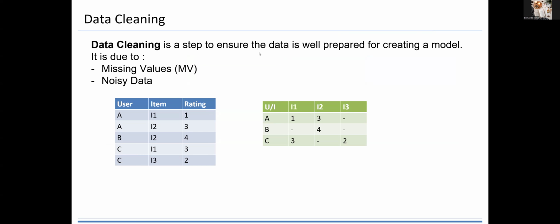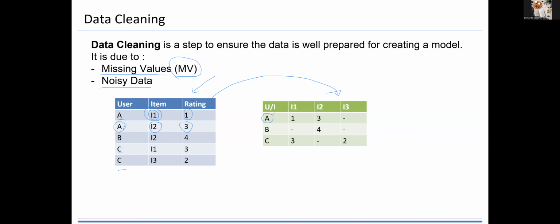So data cleaning is a step to ensure the data is well prepared for creating a model. It is due to the missing values, or I can say it is MV, and noisy data. So let's say I have this kind of data, user A, B, and C. Okay. So user A gives a rating 1 to item I1. User A gives rating 3 on the item I2, and so on. If we want to make a matrix, then the matrix will be something like this one.